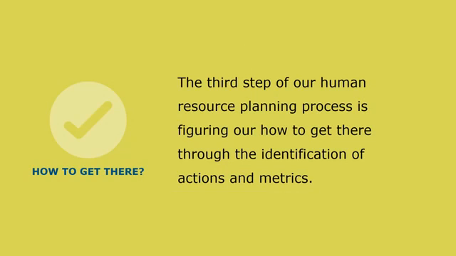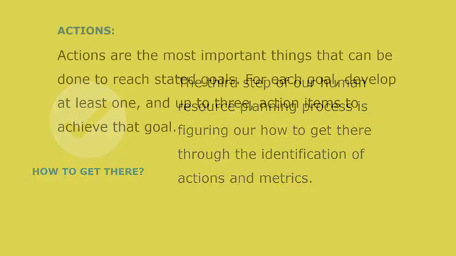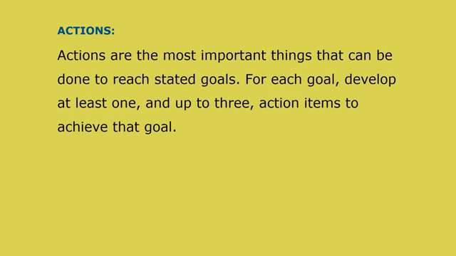So let's move on to our third and final step of our human resource planning process, which is figuring out how do we get there through the identification of actions and performance metrics. Actions are the most important things that can be done to reach stated goals. After uncovering how critical issues inform goals, we can now turn to a conversation of the means by which to reach those goals through our actions. For each goal, develop at least 1 and up to 3 action items to achieve that goal.